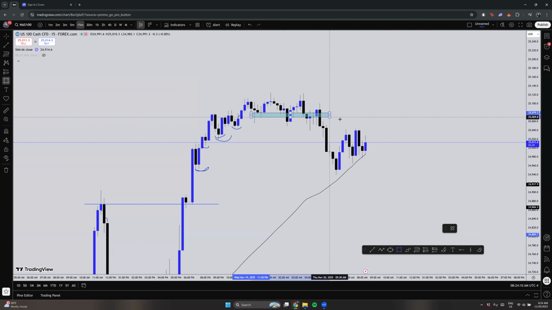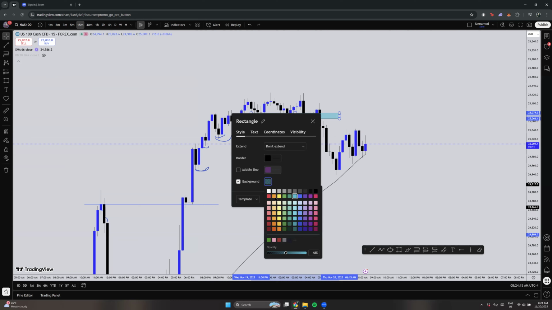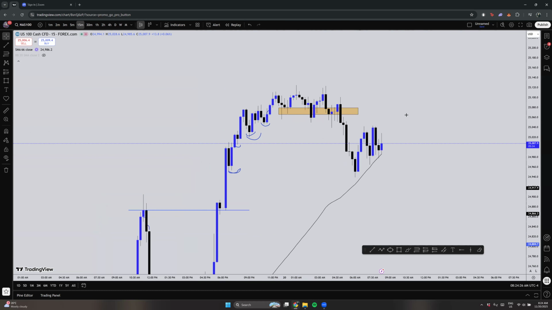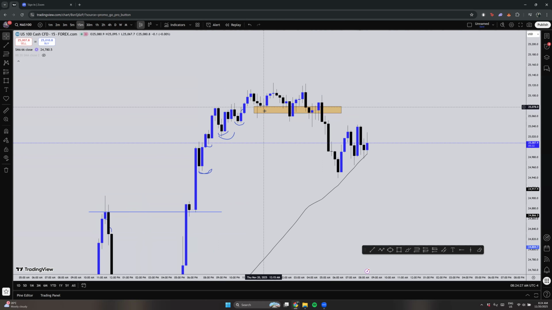Area of support here on the 15-minute time frame. 15-minute zones are orange. It just pretty much gives me an idea of the strength of the areas. I give them a color based on the time frame. So we have an area of support that was formed, and technically we had a higher low that was formed first. Price attempted to create a higher high, it did. Then it created a higher low.